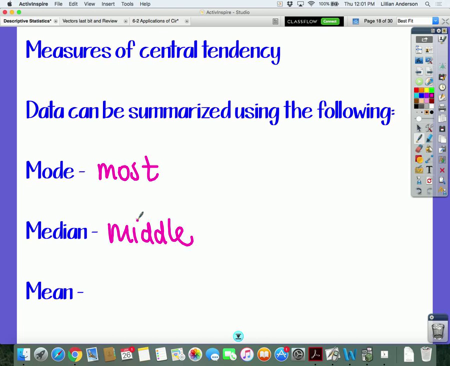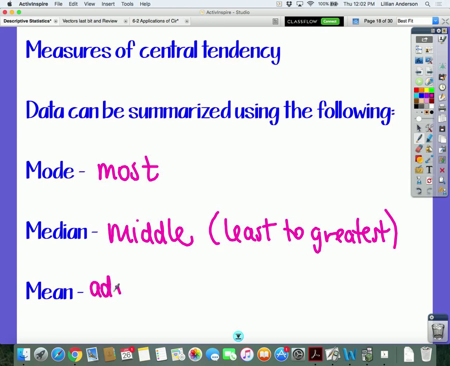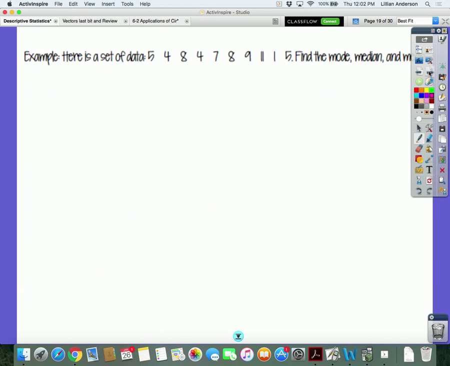When you're defining the median, something that can be helpful is to put the data from least to greatest, because sometimes your data can be everywhere. And then this last one, mean. It's the average, and you find the average by adding up all the numbers and dividing by the number of numbers. So you add it all up and divide by however many you have. Good, so you guys haven't forgotten that.